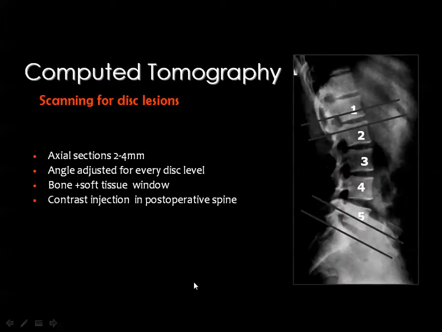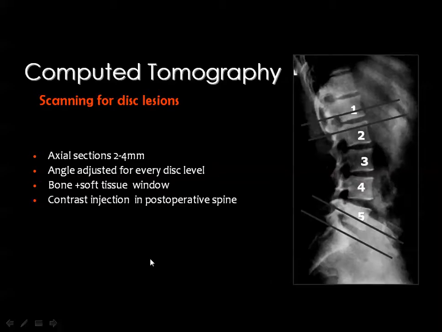We have two ways for evaluation of the spine by CT. The first one is the scanning for disc lesions. In the lumbar spine, we have the scanogram in the lateral view. Then we identify the disc spaces, and we put two lines parallel to the disc space itself, starting from the lower part of the vertebra above to the upper part of the vertebra below. And the scan interval here is 4 millimeter. In the cervical spine, it will be 2 millimeter because of the small size of the disc in the cervical spine.